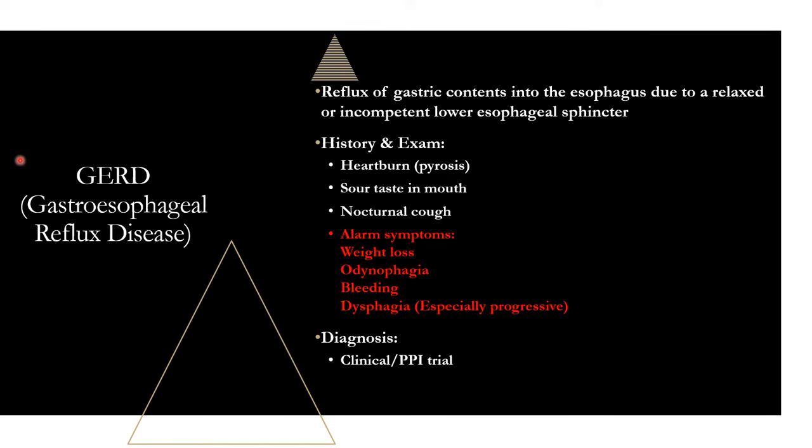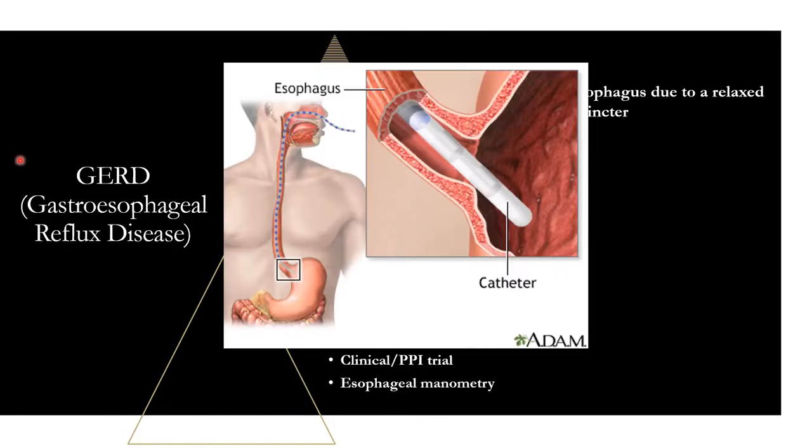Now, if this doesn't give you the answer you need, you move on to the next step, which is going to be esophageal manometry. So what this is, let me show you a picture here. This is going to be a small catheter that's inserted into the nasal cavity, goes all the way down into the lower esophageal sphincter, all the way through the lower esophageal sphincter into the stomach here.